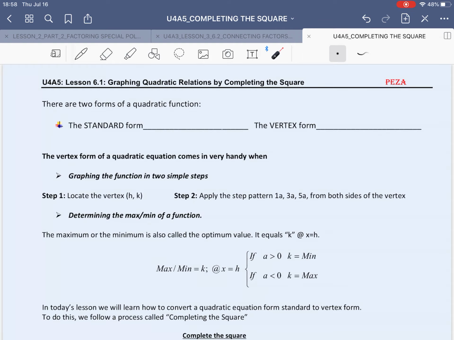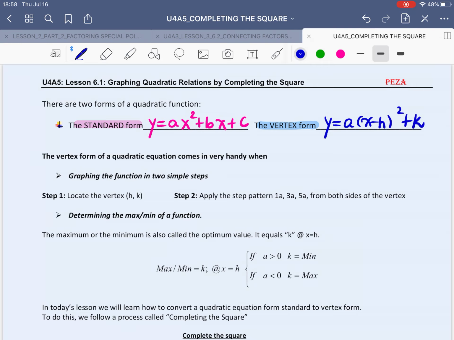There are two forms of a quadratic function to start with: the standard form and the vertex form. The standard form is y equals ax squared plus bx plus c. As you see, all the terms in standard form are listed from highest to the lowest degree. The vertex form of a quadratic equation is y equals a(x minus h) squared plus k.